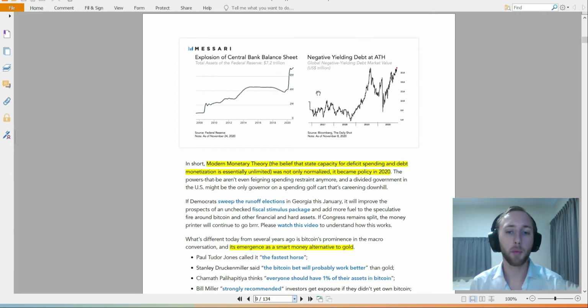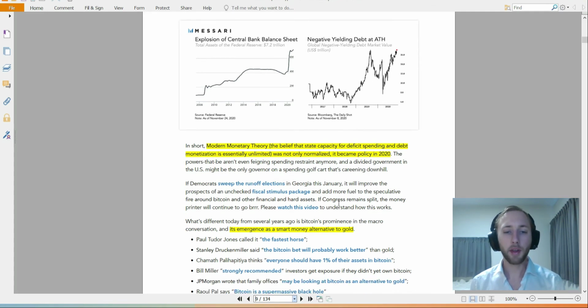On top of that, we have negative yielding debt at an all-time high. Negative yielding debt is kind of an interesting concept because you take out a loan and you get paid for it. That's kind of an odd concept, but it seems to be the place where the economy is going right now. And it turns out that Bitcoin is a very, very good hedge against this scenario.